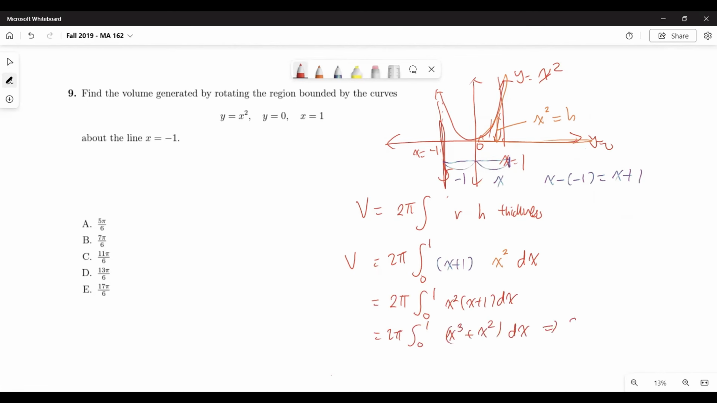And this becomes 2 pi times x to the 4th over 4 plus x cubed over 3, from 0 to 1. This is 2 pi times 1 over 4 plus 1 over 3. This is 2 pi times 7 over 12. So this becomes eventually 7 pi over 6. So the answer is B.